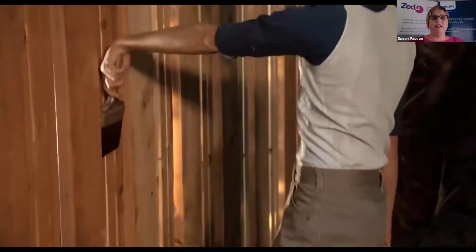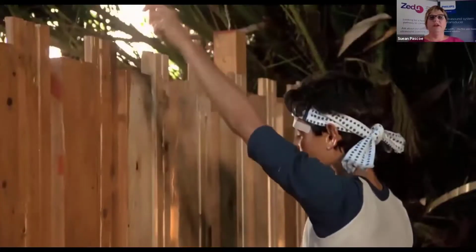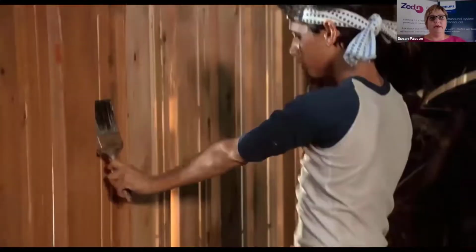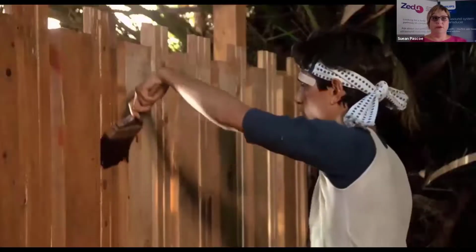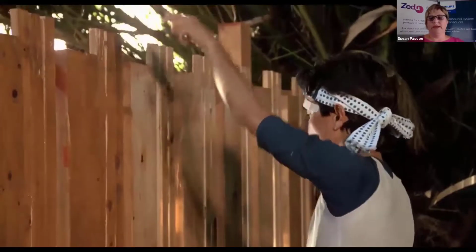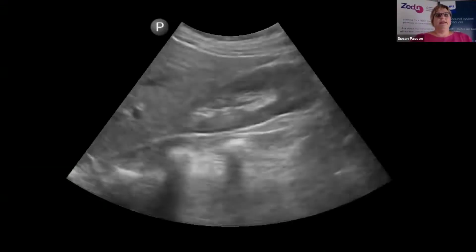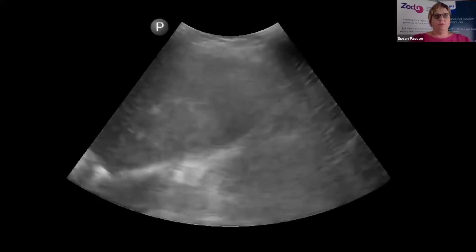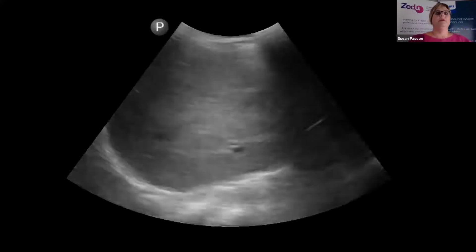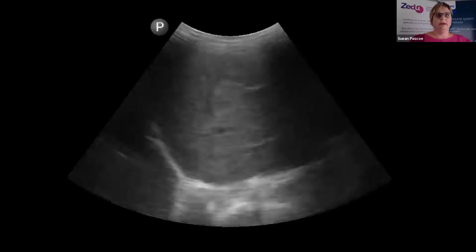So when you're evaluating the right and left upper quadrant, you need to do this paint the fence. The fence palings here are the rib spaces. So do one rib space, move up a rib space. When you do that scan, you can see it comes in and out of view behind the ribs. And then we move up again and look up here.